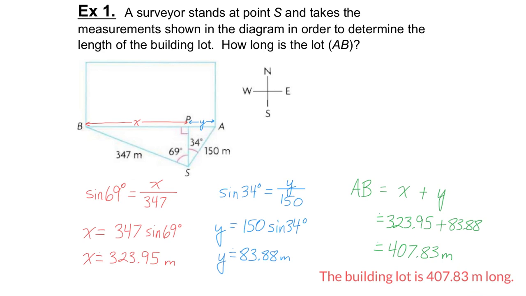Because of rounding issues, you might have rounded this to 324 meters, you might have rounded this to 84 meters. You would get just a slightly less precise answer than I got. If you're concerned about it, just let me know. I can tell you if you're on the right track or not.